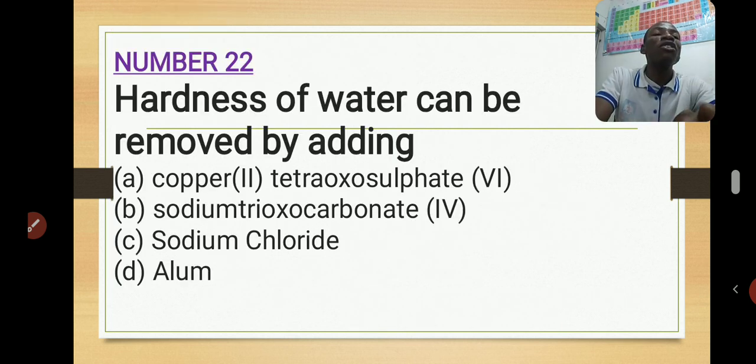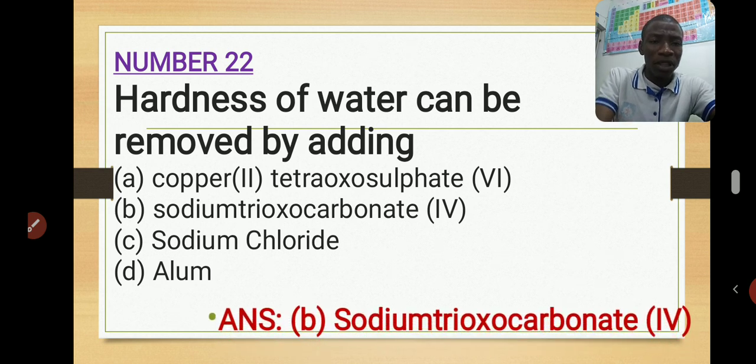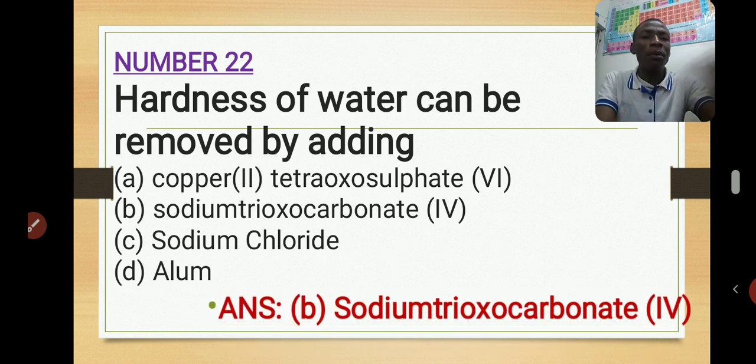Number 22. Hardness of water can be removed by adding, I've already told you, washing soda is what is used for removing hardness of water, and that is option B, by adding sodium trioxocarbonate IV.